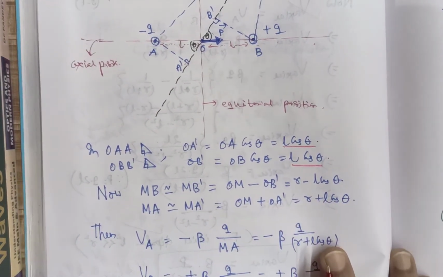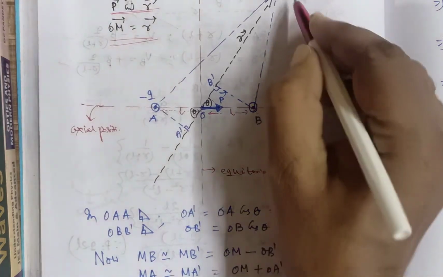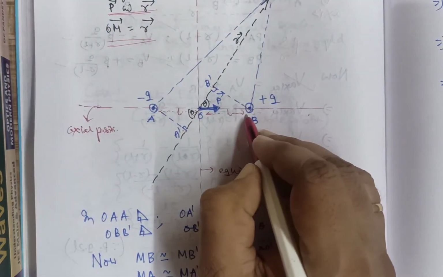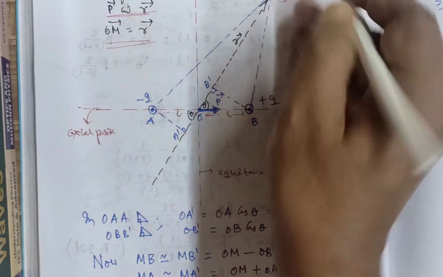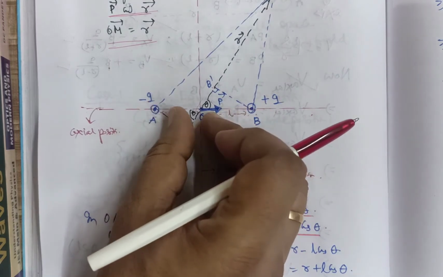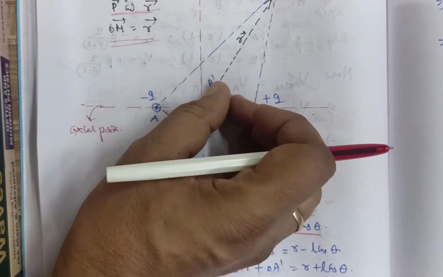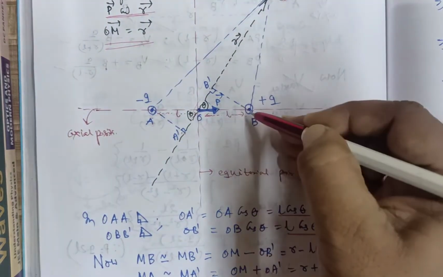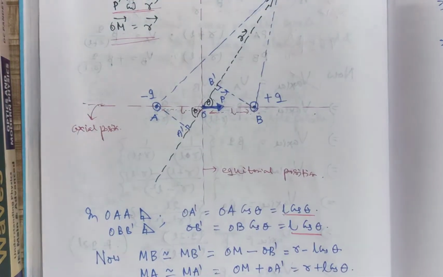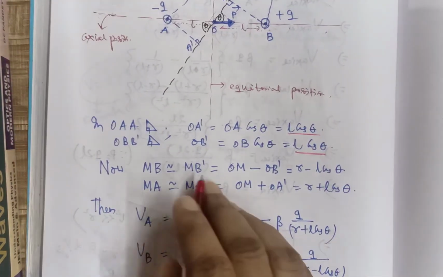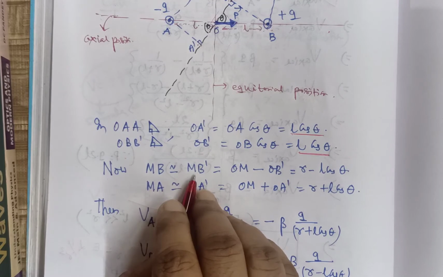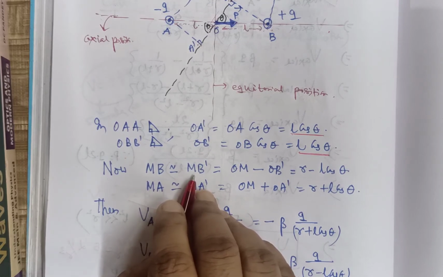Now our aim is to calculate MB, but as point M is very far, or this distance is very small, MB is nearly equivalent to MB dash. Not exactly equal, nearly equivalent.